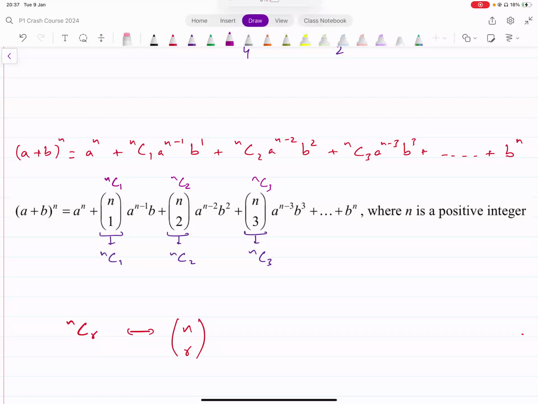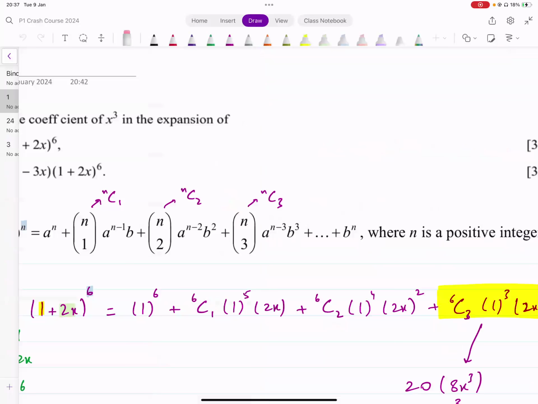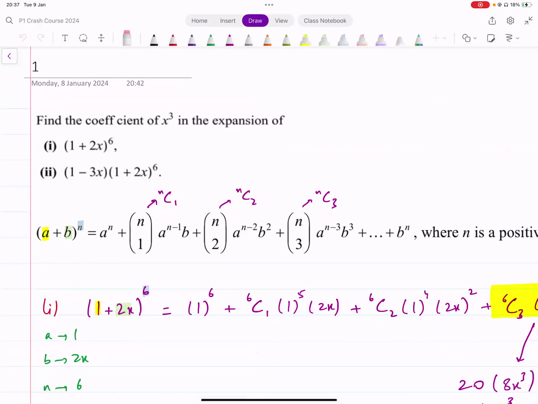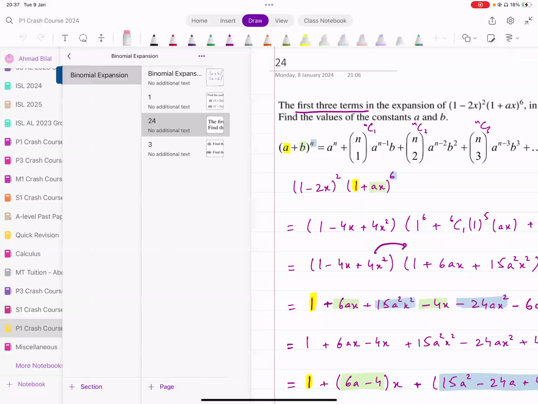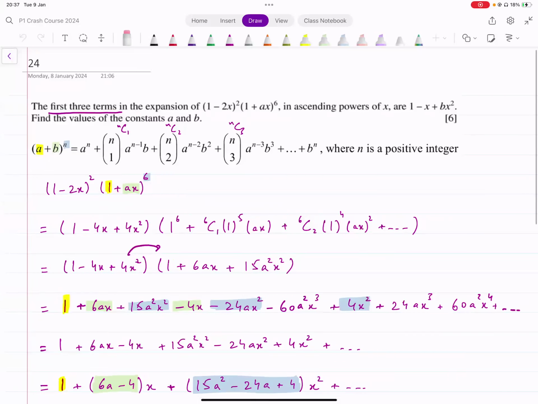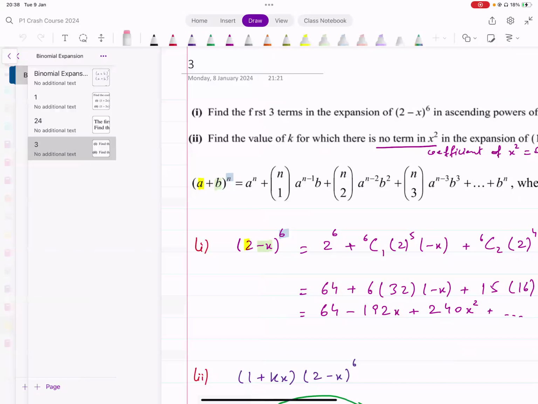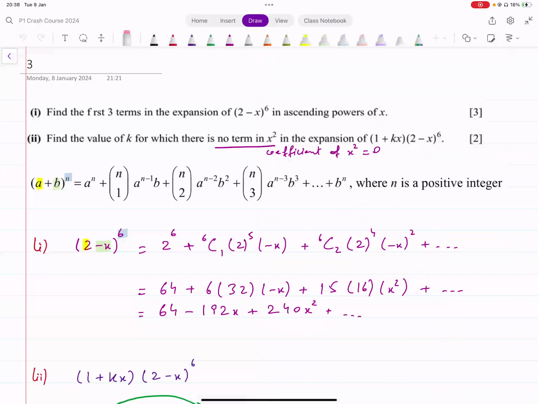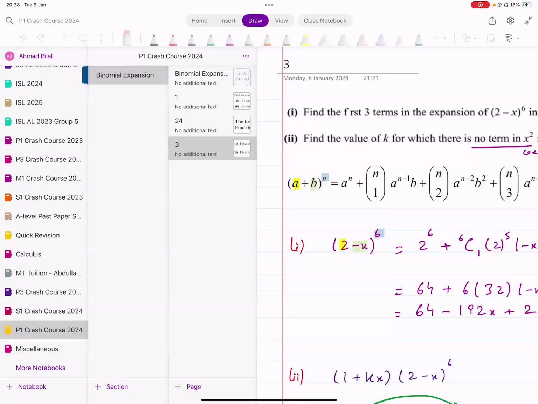So this is what we did. And we did a number of examples. We did question number 1 from the worksheet, this one. We did question number 24 from the worksheet, that's one of you asked about. And then we did question number 3 from the worksheet as well. These were 3 questions that we did in our last session. Now, today we need to do a very important concept, and that is finding a specific term in an expansion. And after this, you should be able to complete this worksheet.